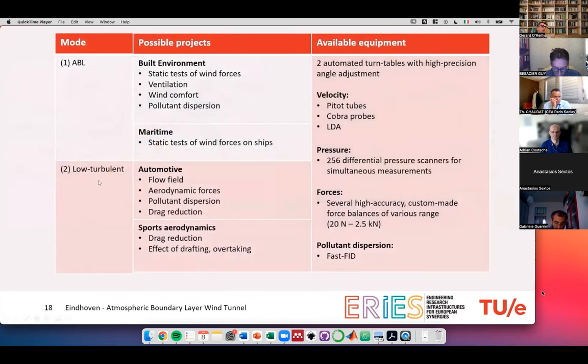So then to summarize what's possible to test in the low turbulent part of our wind tunnel, obviously for automotive research or automotive tests, we could assess the flow field, the aerodynamic forces, pollutant dispersion from the exhaust, or the drag reduction because of spoilers or any other idea. Then the sports aerodynamics tests, I don't want to leave them unmentioned. Obviously, there also we can use the drag reduction or the impact of drafting and overtaking, as I mentioned before. The available equipment hasn't changed, so that is still the same equipment.